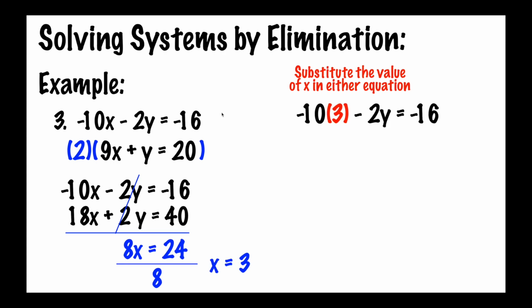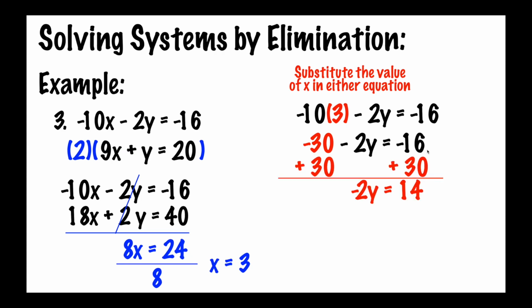So we get negative 10 times our x value, which is 3, minus 2y is equal to negative 16. This is going to give us negative 30 minus 2y equals negative 16. We don't have to combine the variable with anything, so I'm going to leave that alone. I am going to move this negative 30 over to the other side by adding 30. We get negative 2y is equal to 14. We divide both sides by negative 2, and we get y is equal to negative 7.